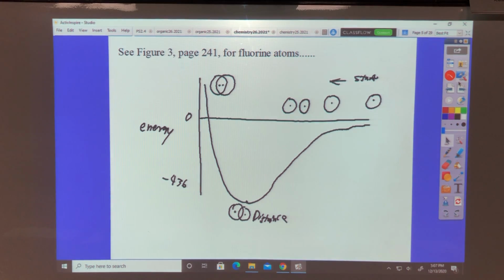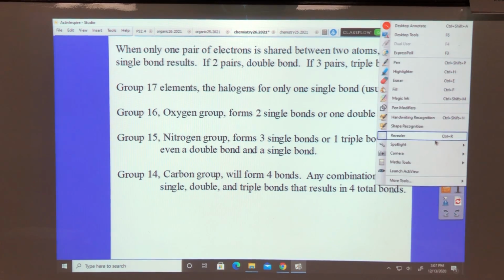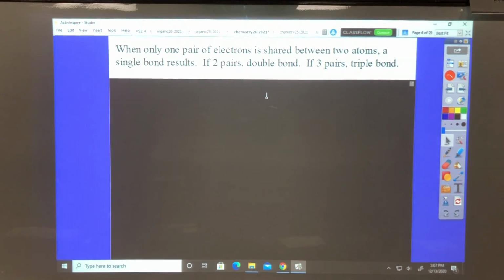This is one way to look at it. That's one explanation for how covalent bonding works. Now, if you share one pair of electrons, that's a single bond. If you share 2 pairs, that's a double bond. If you share 3 pairs, there's a triple bond, and that's all you're going to get.